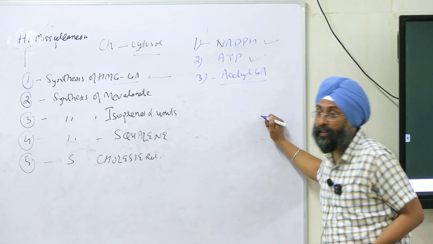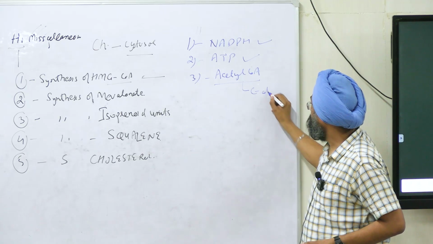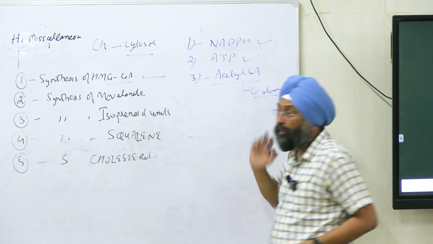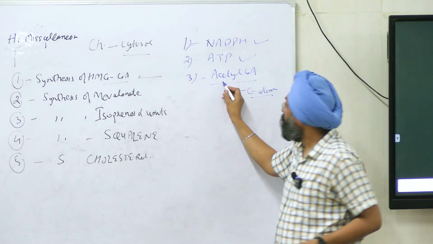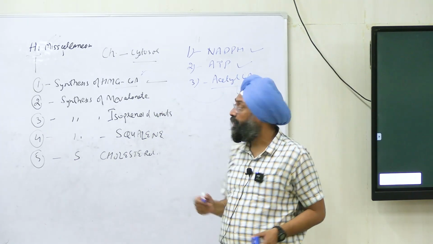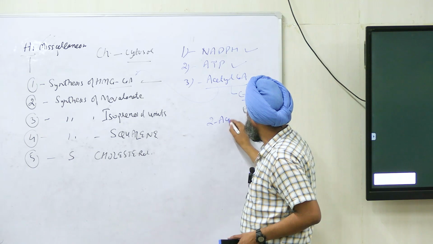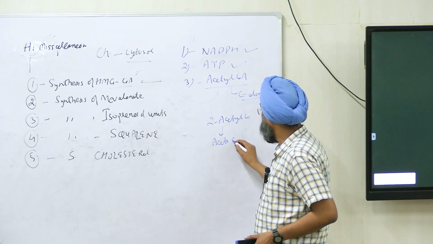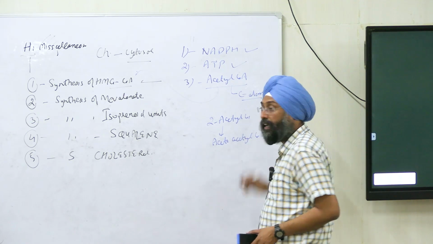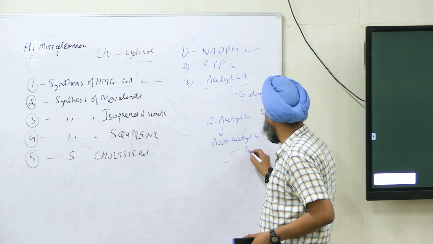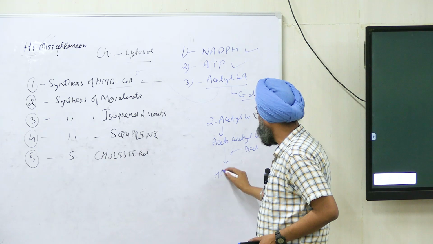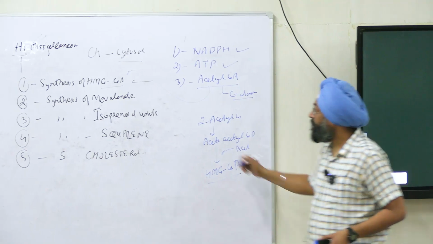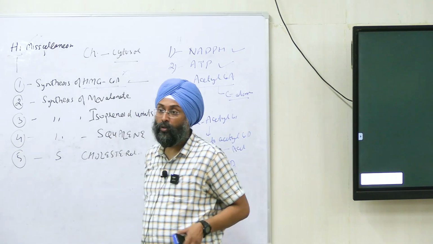And what is the function of acetyl CoA? It will provide carbon atoms. We will start the cholesterol synthesis from acetyl CoA. So how will you move from acetyl CoA to HMG CoA? First of all, we use 2 molecules of acetyl CoA. So what will you get? Acetoacetyl CoA. Then another molecule of acetyl CoA is added, and we get HMG CoA. Now this is the first step, HMG CoA.